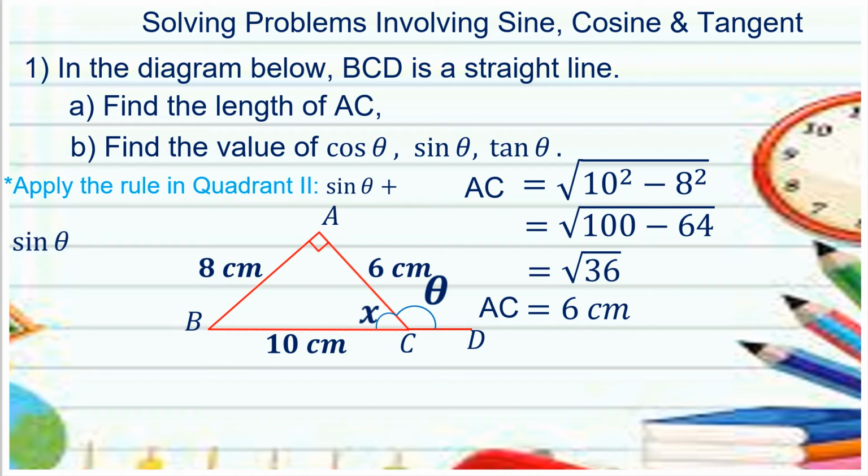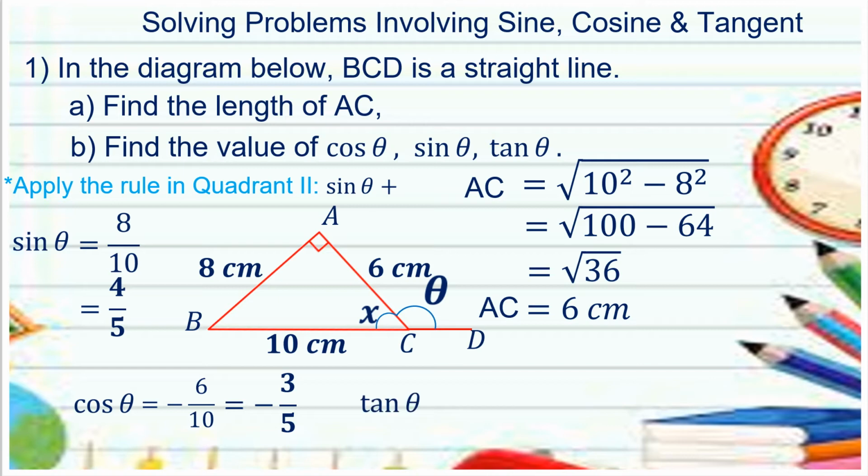So let us have sine theta. So sine theta is equal to what? Correct, it is equal to 8/10, which is equal to 4/5. Next, how about cosine theta? Correct, it is equal to negative 6/10. Simplifying further, what is 6/10? Okay, correct. So we have 3/5, or cosine theta is equal to negative 3/5, since cosine is negative along quadrant 2.